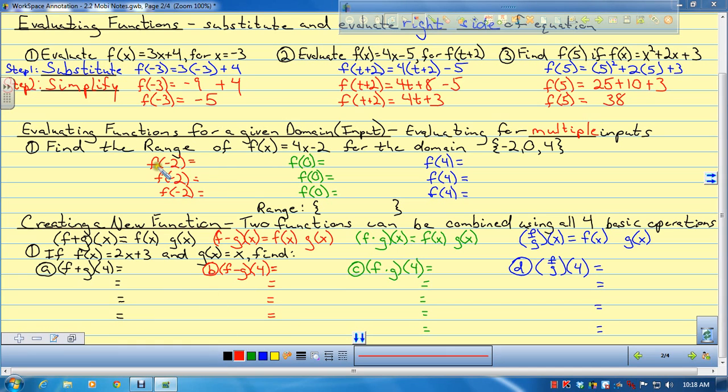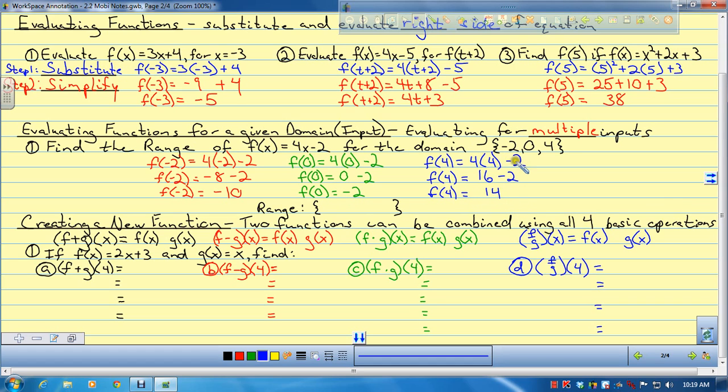Alright, so f of -2, if I'm plugging that in, I'm going to have 4 times -2 minus 2, right? Which is -8 minus 2, which gives me -10. I plug in a 0 there. I've got 4 times 0 minus 2. That is 0 minus 2, which gives me -2. And lastly, I plug a 4 in there. I would have 4 times 4 minus 2. So that would be 16 minus 2, which would be 14.